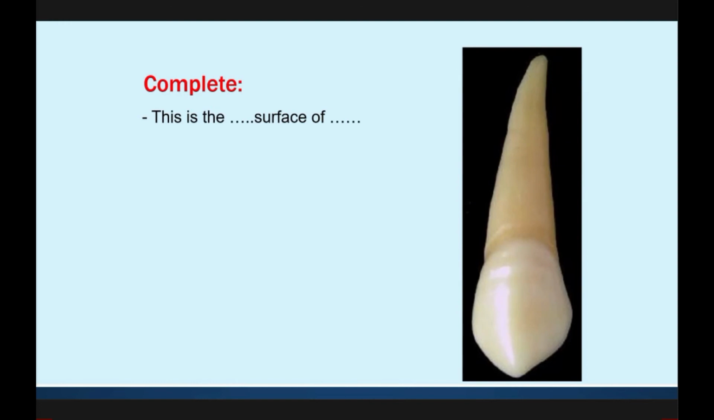This is the surface of which surface? Labial or lingual? Labial. Very good. Labial surface. And for which tooth? Upper. Yeah, for the upper tooth.